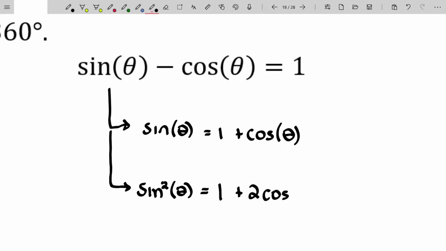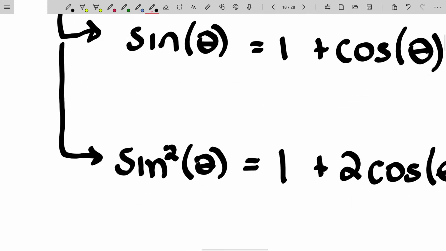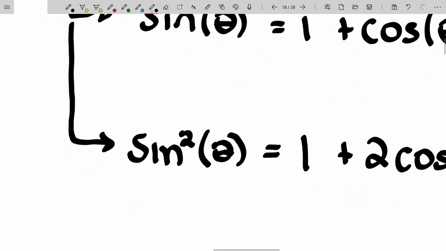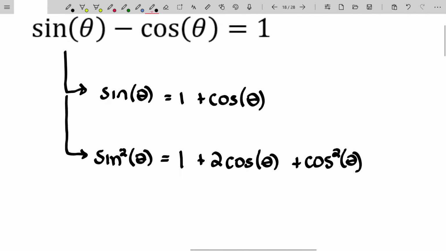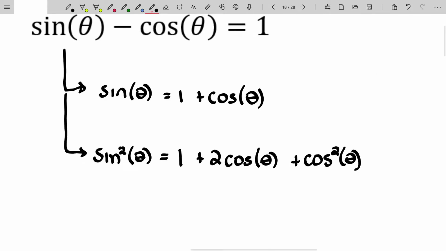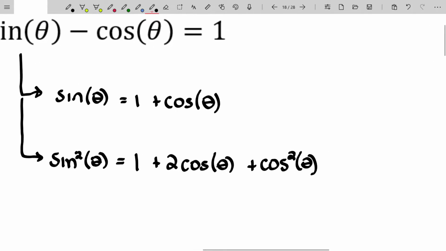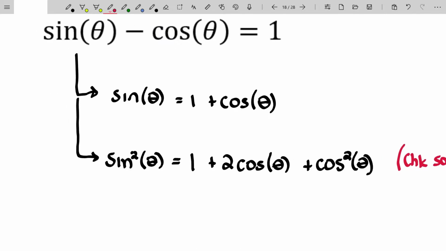It's because when you square a trig function like the sine, you get an identity, which allows you to rewrite that square in terms of the cosine, which would then put us all within the same trig function. But I'm going to make a little note because I squared both sides. I'm going to tell myself to check solutions in the end. All right, let's move forward.